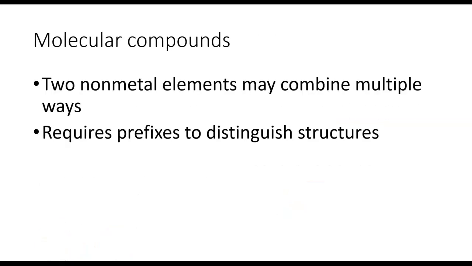In a molecular compound, we use very different naming. Everything works very different from ionic compounds because they react so differently, they're bound differently. Everything about this is different. Two nonmetal elements can combine in a variety of different ways. So we're going to have to use prefixes to distinguish our structures.